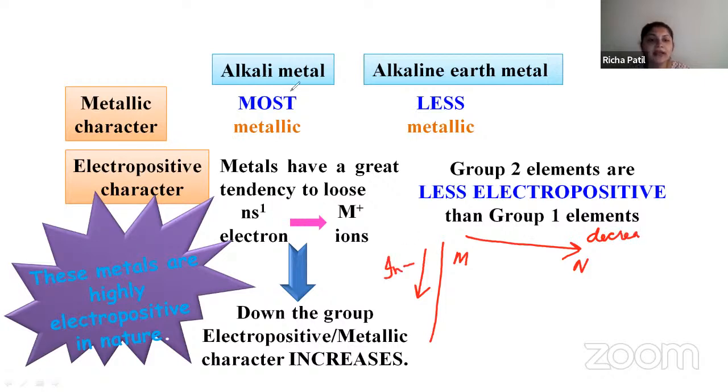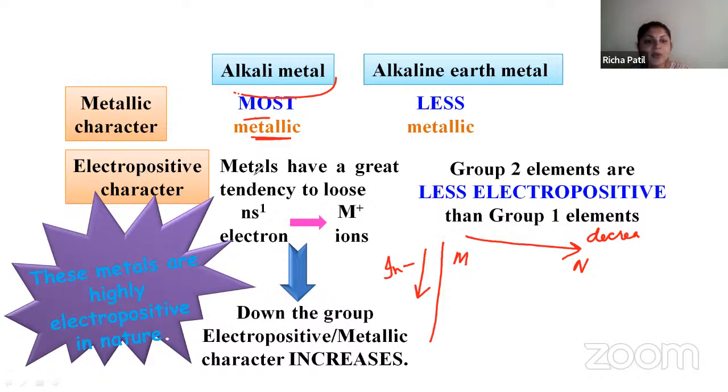So alkali metals will have the most metallic character. Alkaline earth metals are just next to the alkali metals, so you're moving across the period. What will happen? The metallic character becomes a little less. The metallic character here is less as compared to that of the alkali metals, because you're moving across the period.